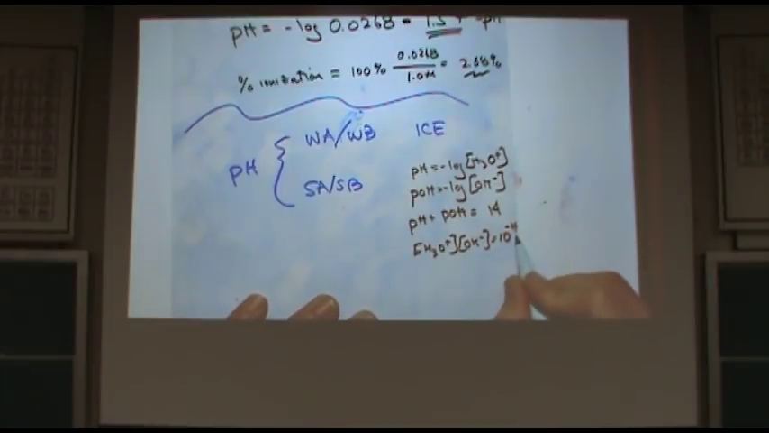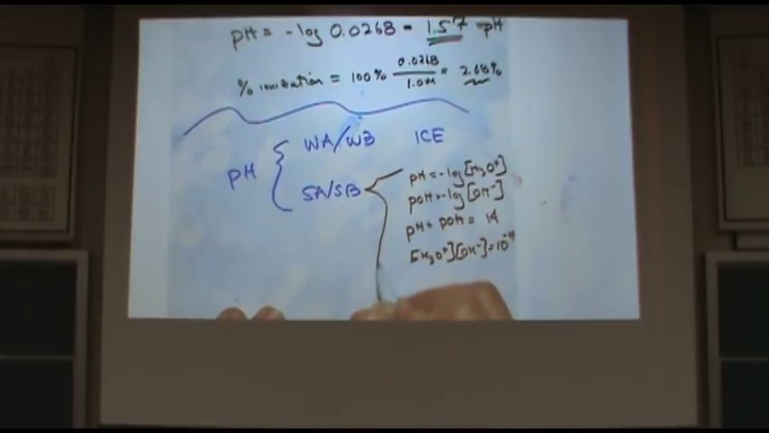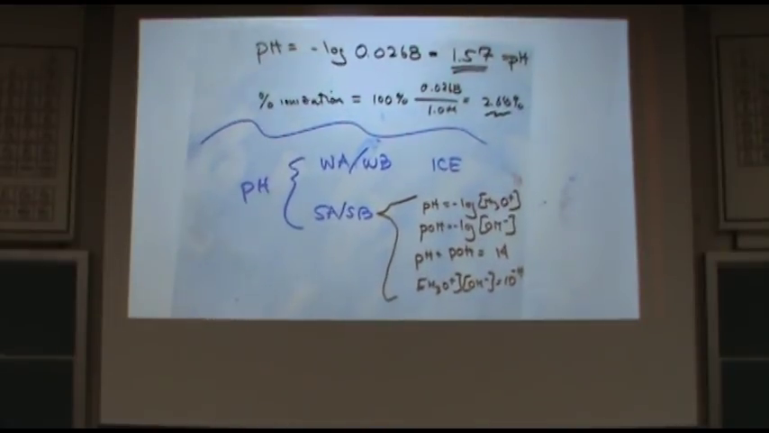Sorry, that's a minus 14 there. Any one of these formulas come directly from the strong acid, strong base. A weak acid or weak base problem would use the ice table, but then when you go to pH, you have to combo it with one of the formulas down here.